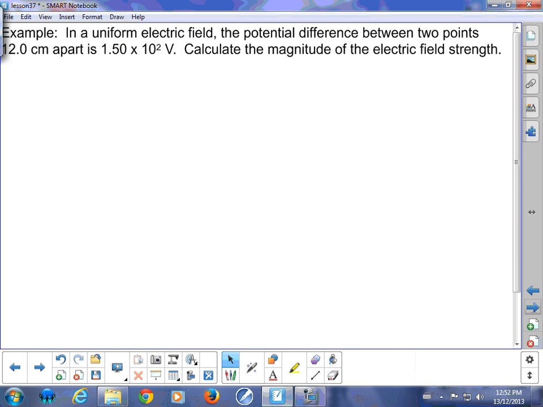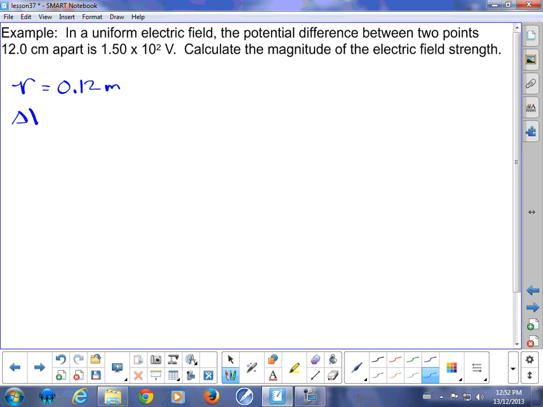All right, in a uniform electric field, so that means that we're dealing with plates, could be Earth's electric field as well. It's a uniform field, so that means the lines are all parallel. The potential difference between 2 points, 12 centimeters apart. So we are given R, I'm converting that to meters immediately. And we are given the potential difference between 2 points, so we are given delta V, the voltage difference, 1.5 times 10 squared volts. And not really given anything else.